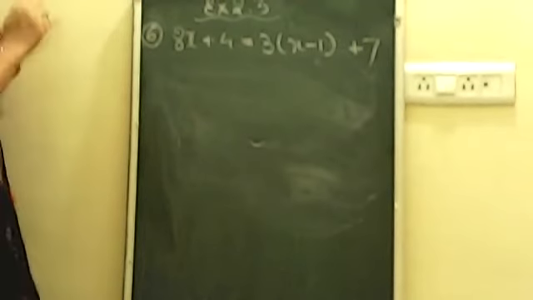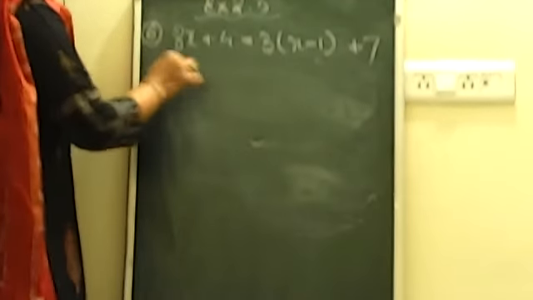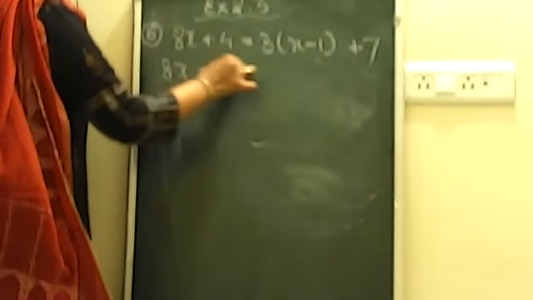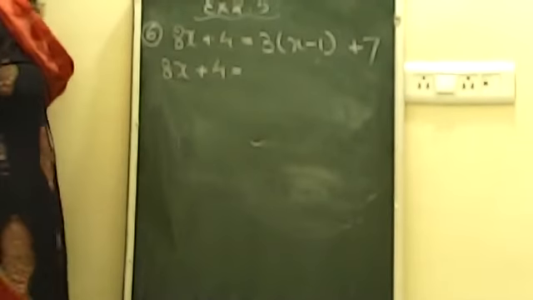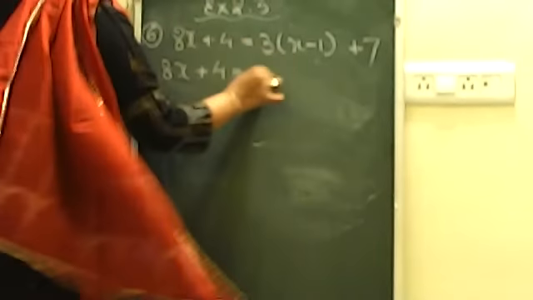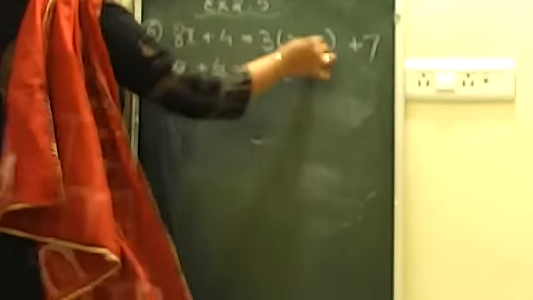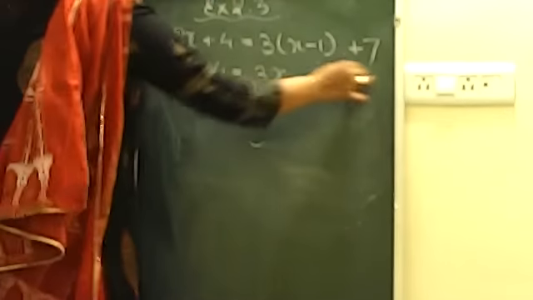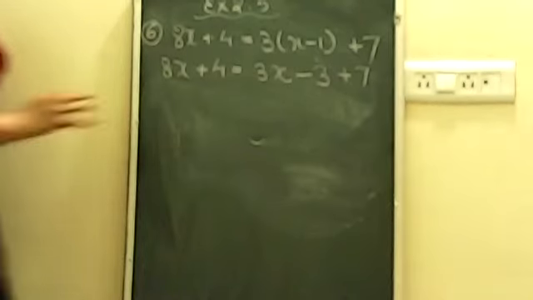So what will we do now? First, we will open the bracket. 8x plus 4 will keep it here only. When you open this bracket, it will open using the distributive property. So 3 multiplied by x will give us 3x, minus 3 multiplied by 1, which will give us minus 3 only. Plus 7 will remain the same.